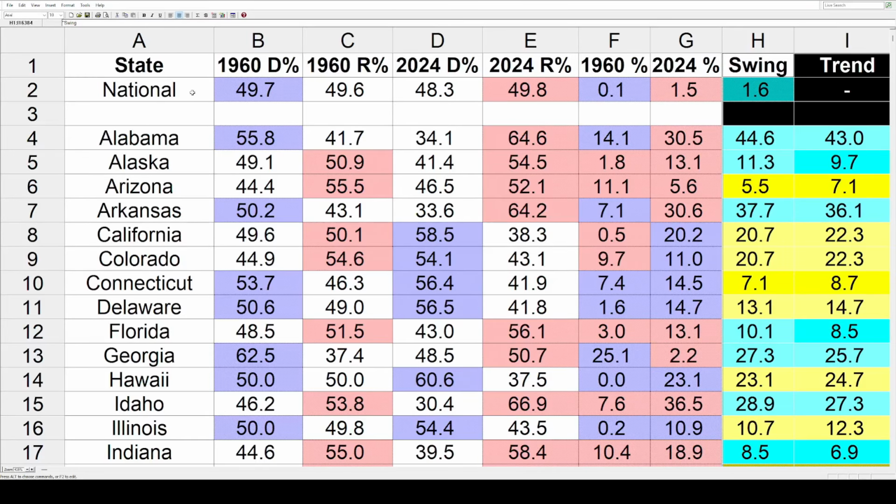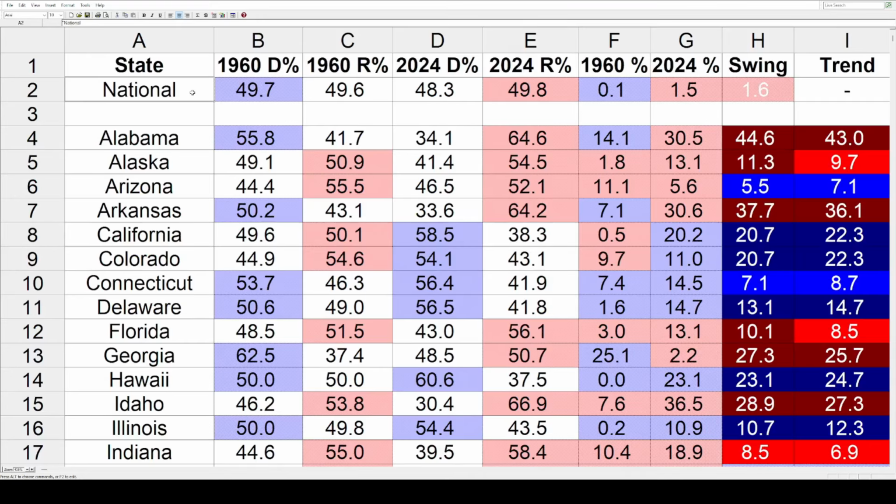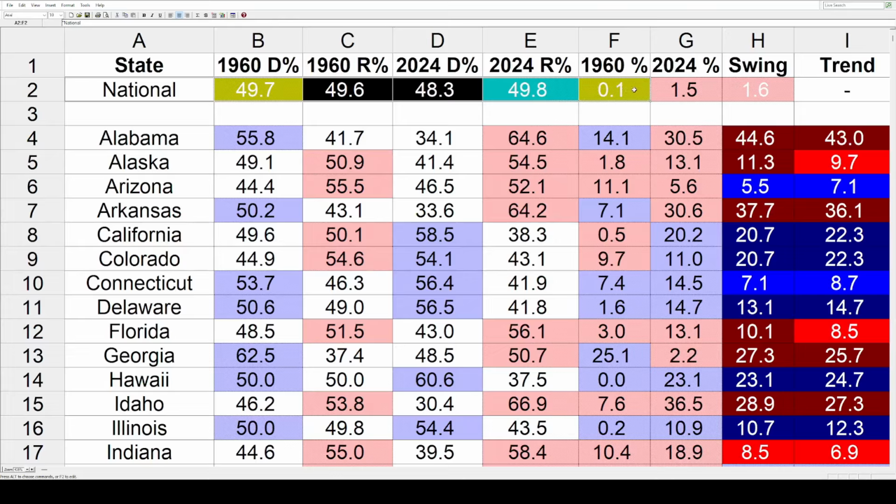So as always, we first have to get our national baseline. Kennedy got 49.7. Nixon right under that at 49.6. In 2024, Harris got 48.3. Trump was at 49.8. The margin for Kennedy in 1960 was just 0.1%. The margin for Trump in 2024 was 1.5. That means the entire country shifted 0.1% away from the Dems, another 1.5% toward Trump, and that comes out to a total net swing of 1.6% toward the Republicans. So any state that swung more than that in that direction is going to be a red trend. Anything less than that is a blue trend.